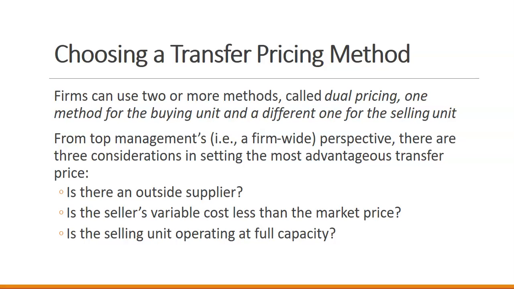We can also have multiple methods for transfer pricing. This is called dual pricing. We want to use the most advantageous transfer price. One, we need to ask, is there an outside supplier? And then we need to know, is the seller's variable cost less than the market price? And is the selling unit operating at full capacity? And what is the market demand for the outside product?